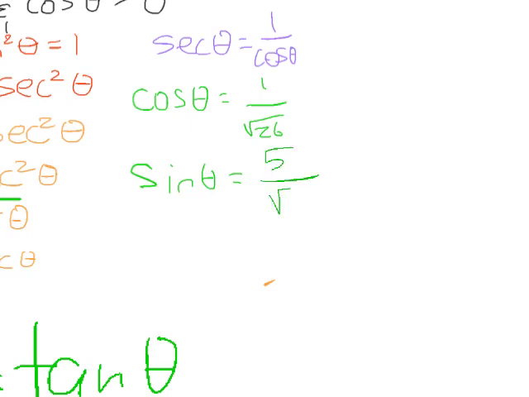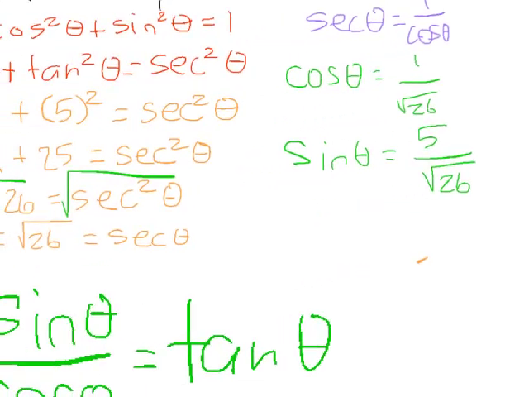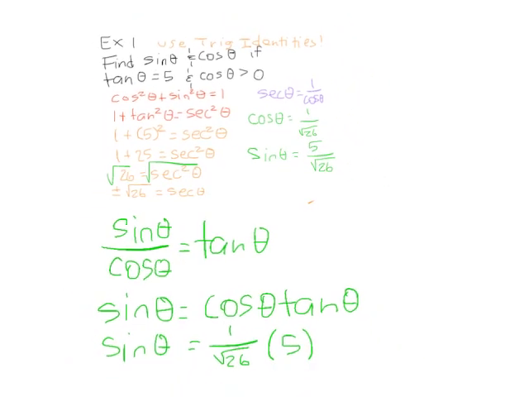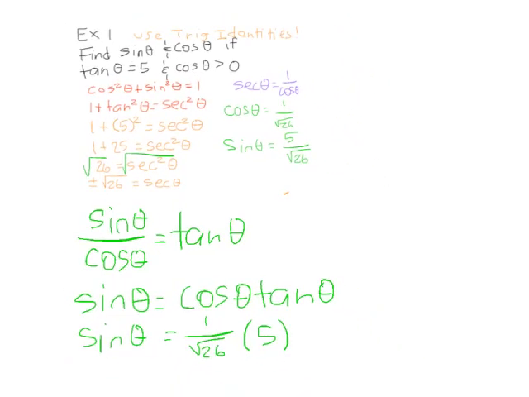And you'll need to pay attention because some teachers will allow a radical in the denominator, some won't. But this would be a good answer. If you have a teacher that doesn't like the radical in the denominator, then you would just rationalize the denominator and you'll be good. So that's how you do that one. And again, there's more than one way to work this one out, but using a trig identity, we can do this without using a reference triangle.